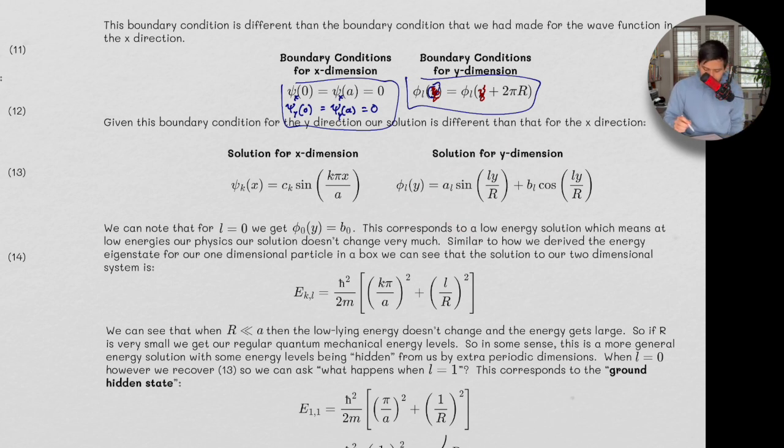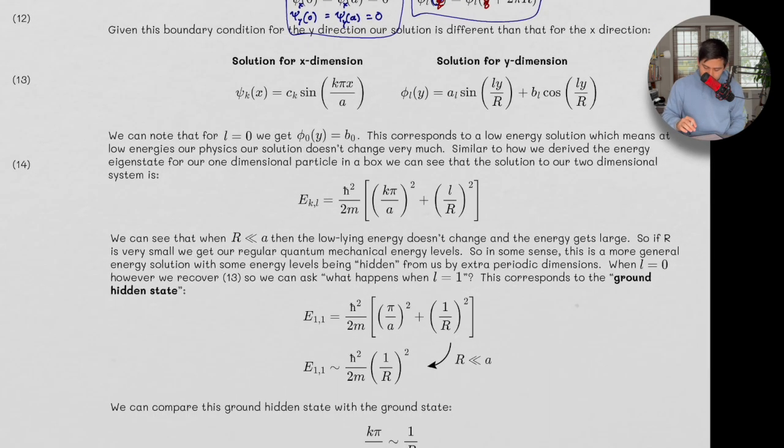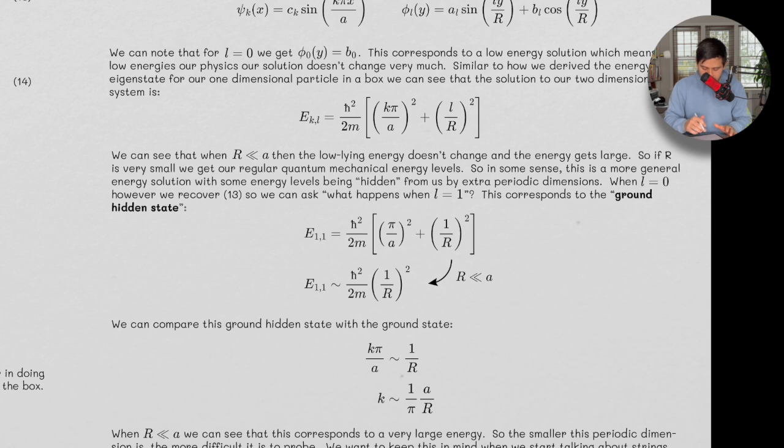So it's not that these two are zero. These two are zero because we're saying they're zero, but these two are not because this is just periodic. It's a periodic boundary condition. All right, I hope I made that clear. Maybe I didn't. If I didn't, please put comments below. But we can see that when R in this equation is much less than A, the low-lying energy doesn't change, and the energy gets large.